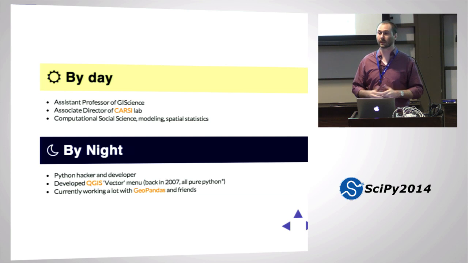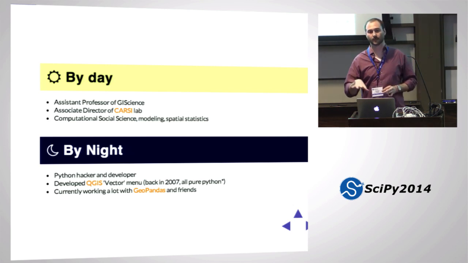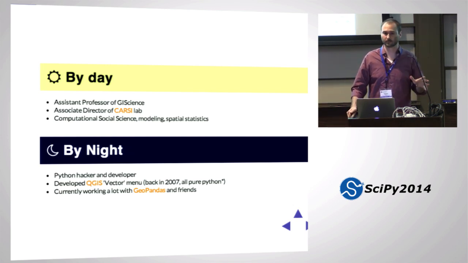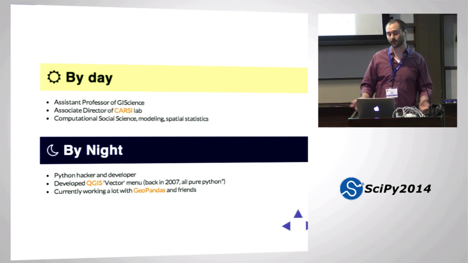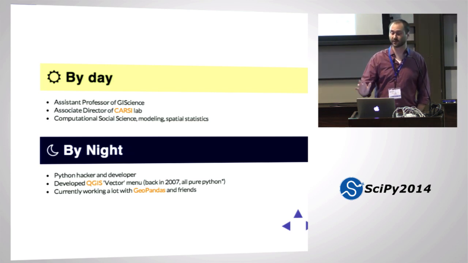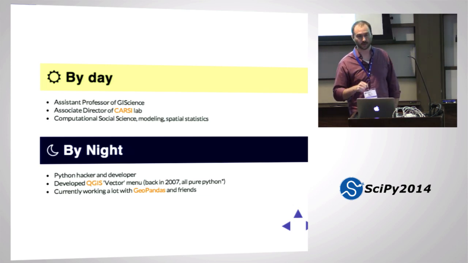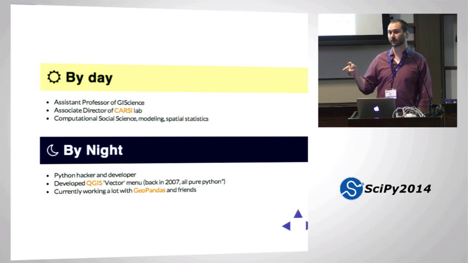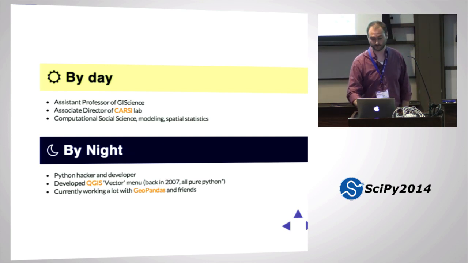Back in 2007, I developed a vector menu for QGIS, which we'll talk about a little bit at the end, hopefully. At that time, it was all just pure Python standard libraries. Now there's awesome stuff that basically makes what I did useless, but at the time it was great and helpful, I think. So I'll show you how to make great and helpful things for QGIS, as well as just general Python geospatialness. And then my favorite thing right now is GeoPandas, which I'm going to introduce you to today, and Kelsey's also giving a talk on Tuesday, which will give you the real rundown on that project.